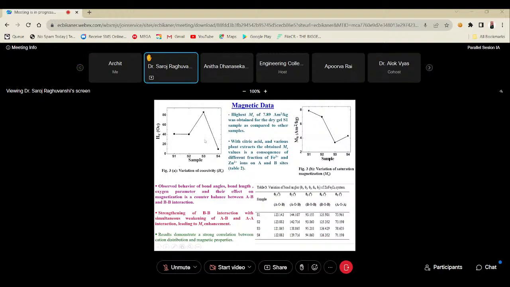Now, this coercivity and saturation magnetization graph clearly indicates that the sample made using citric acid, which is the conventional fuel, gives the highest saturation magnetization value and a moderate, lowest coercive value. Variation in the bond angle between the A and B sites shows the distorted spinel ferrite structure, and the strengthening of the magnetic property we can see is due to the strengthening of the BB interaction by weakening of the AB and AA interactions.